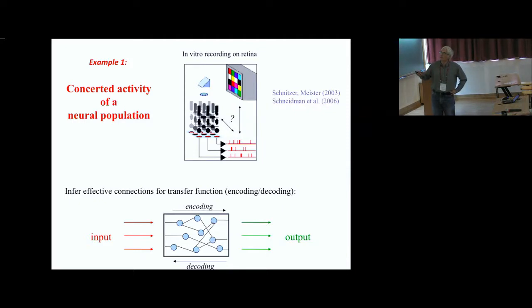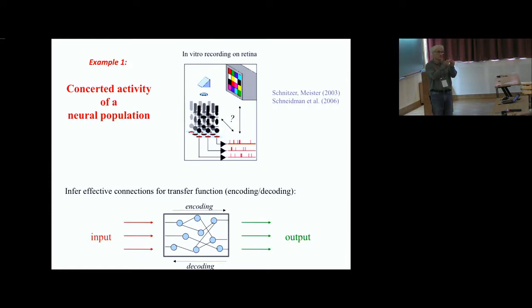So the retina of the animal can be extracted from the eye and put on a glass surface. On one side, you will show some stimuli, for instance, some stimuli displayed here on the computer screen. And on the other side of the glass surface are put some electrodes which are able to collect the electrical activity of the population of ganglion cells.